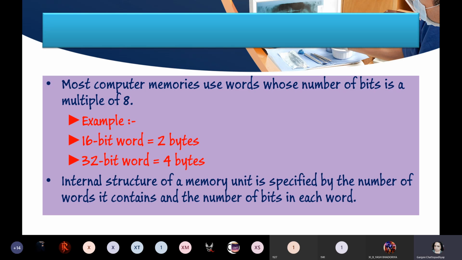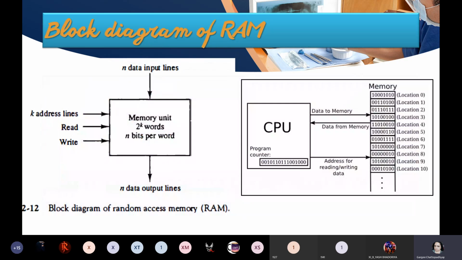The internal structure of a memory unit is specified by the number of words it contains and the number of bits in each word. You can check it over here. We had discussed this in detail. Please watch the previous videos, because I'm going to move a little faster today. So we have n data input lines. These n data input lines represent n bits per word.